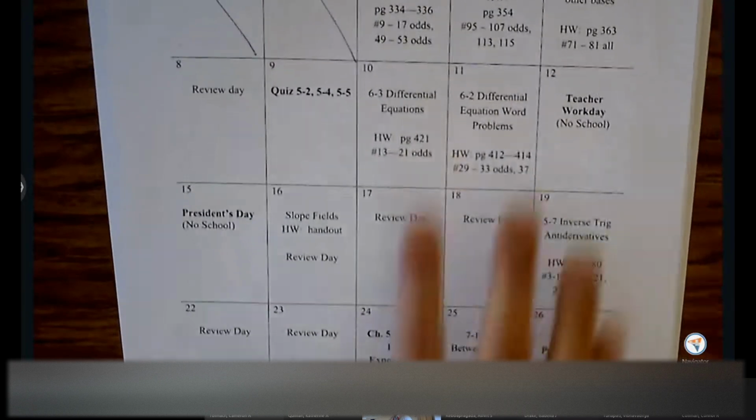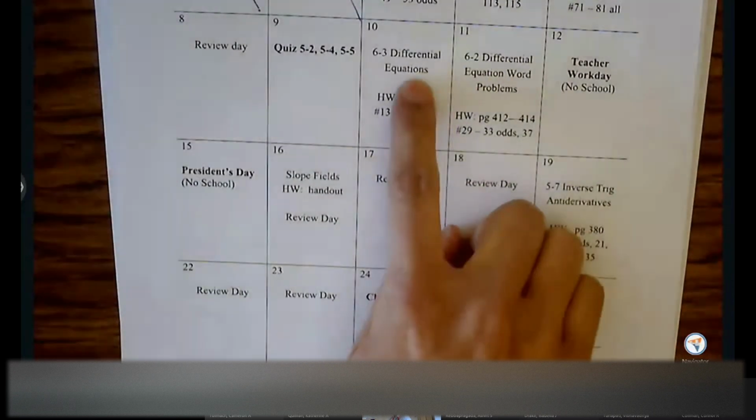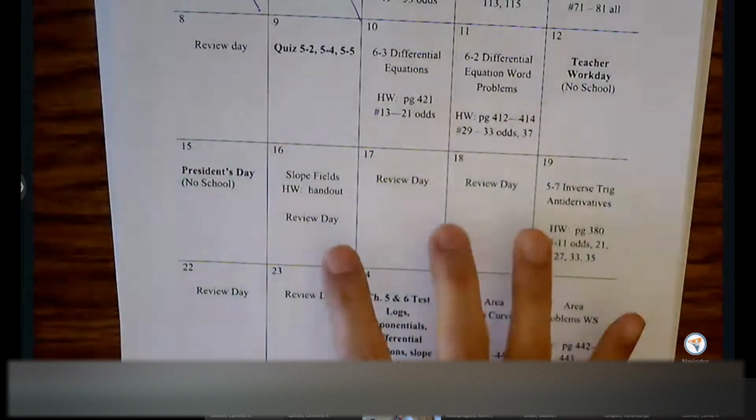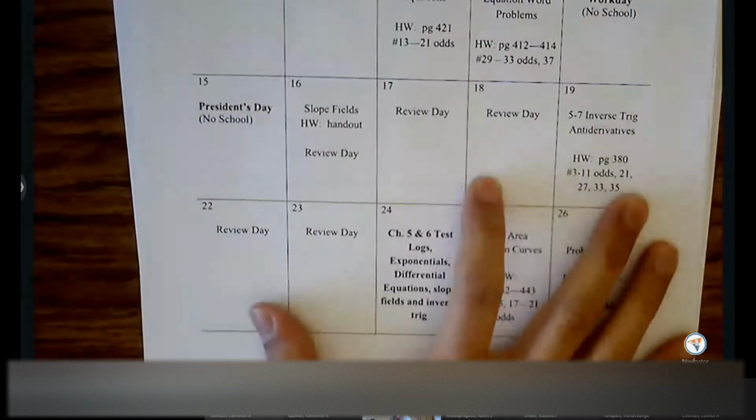After that, we're going to have a good 2 weeks to work on differential equations. It's a lot more involved. We're going to have to work on both sides of our equation, and that's just going to extend the problem. It's going to make the problem look more complex, so we need some time to do that. Slope fields, inverse trig, so there's still quite a bit from chapter 5 and 6.